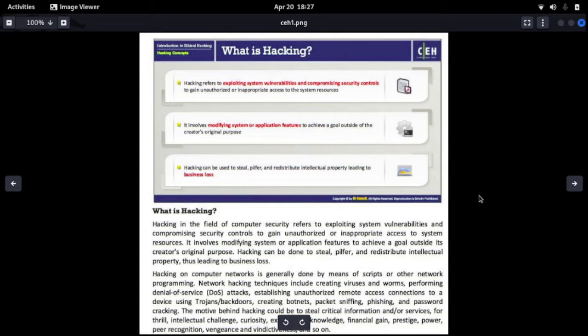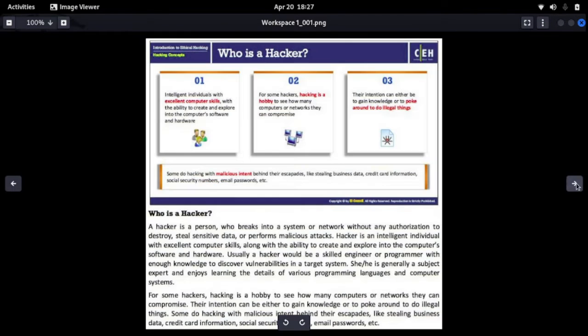Okay, so let's look at the next category here. Who is a hacker? A hacker is a person who breaks into a system or network without any authorization to destroy, steal sensitive data, or perform malicious attack.